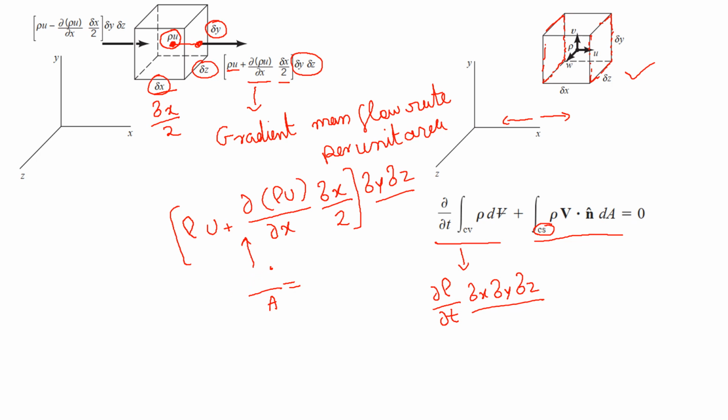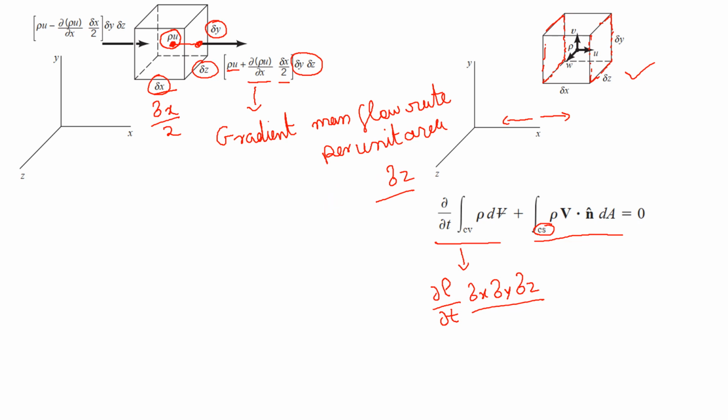So now let's write the terms for the mass flow rate on the left face of this cube, because we have a positive x-axis and a negative x-axis. This was the mass flow rate across a positive x-axis.